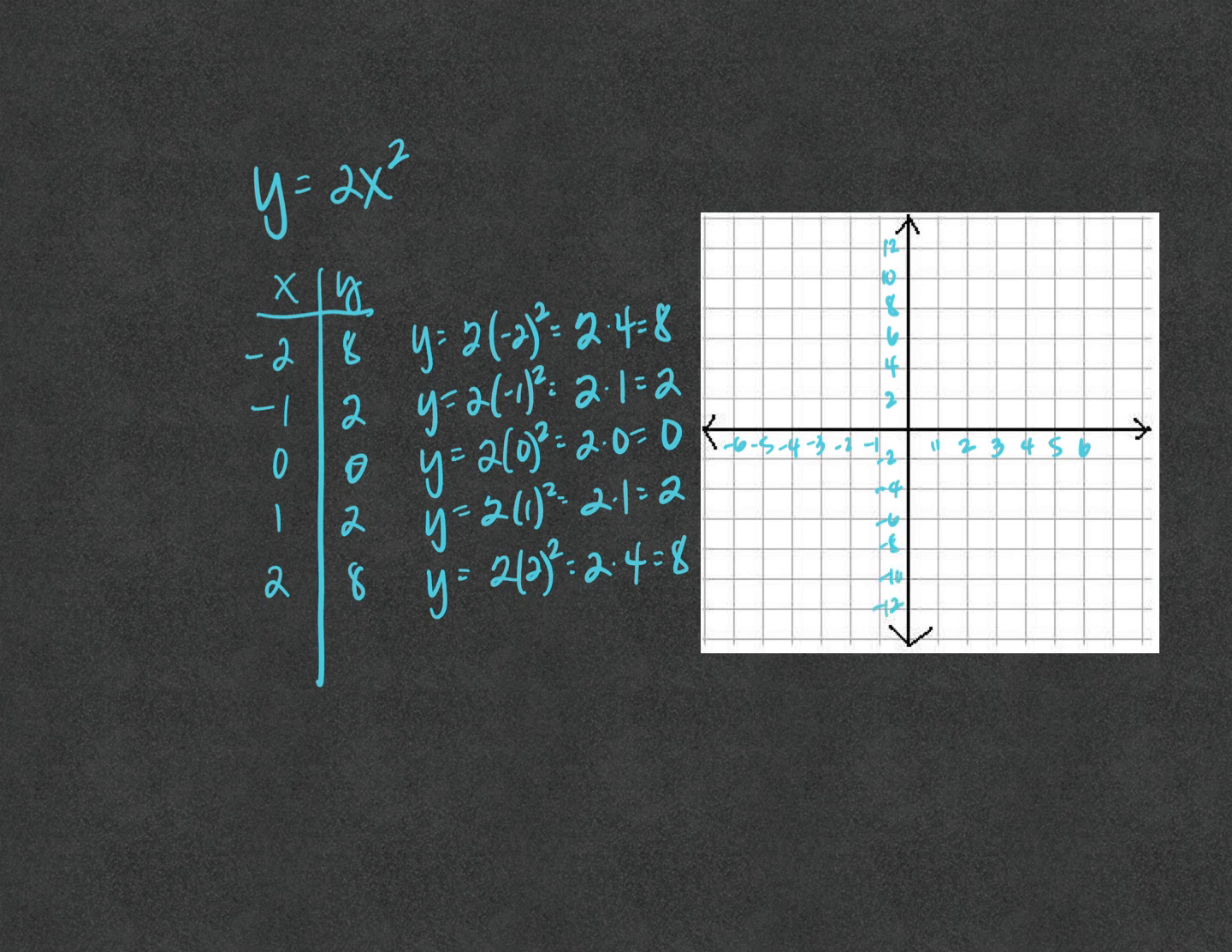Okay, now we're ready. -2, 8. -1, 2, 0, 0, 1, 2, and 2, 8. It does make our pretty U-shaped graph, so that's always a good thing.